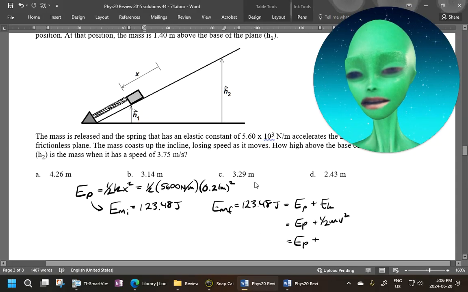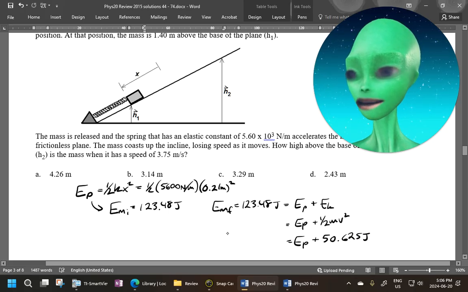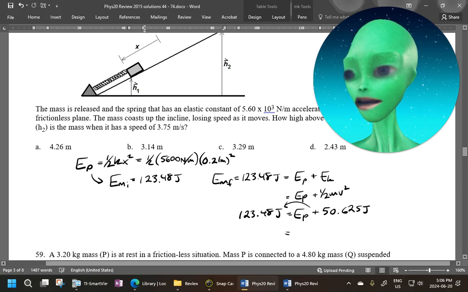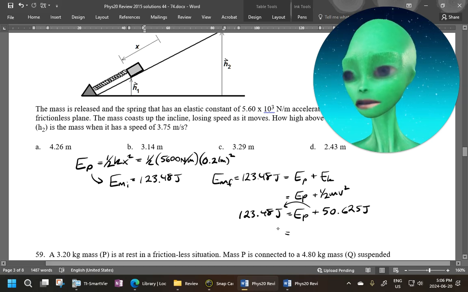Kind of did that out of order. As long as you square the right number, you're fine. Okay, so I have 50.6 joules of kinetic energy. I should have 123 joules of energy altogether. So what's left over must be in my gravitational potential. So I'm going to minus that over to the other side there. 123.48 minus this answer we just got. So my EP must be 72.855. Remember, that's equal to mgh.